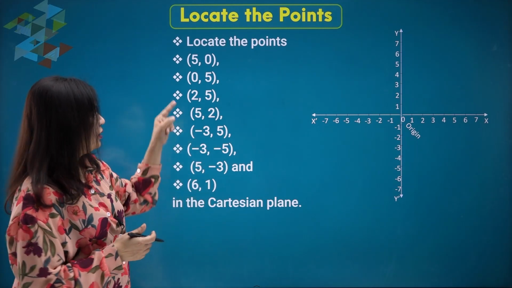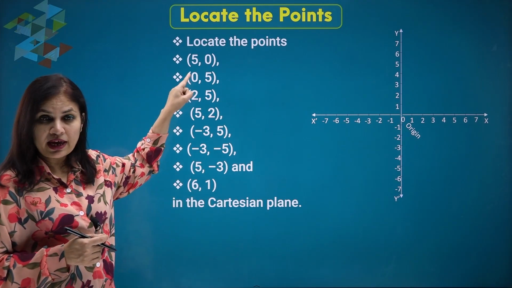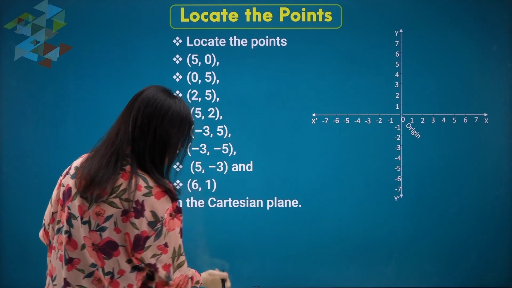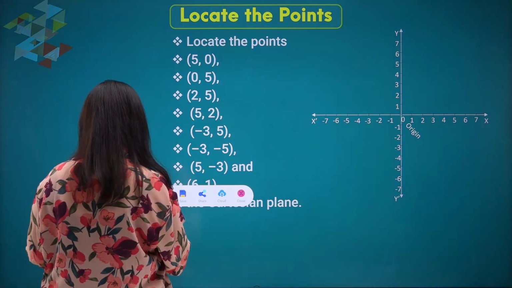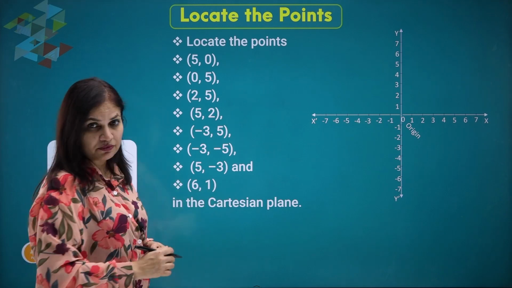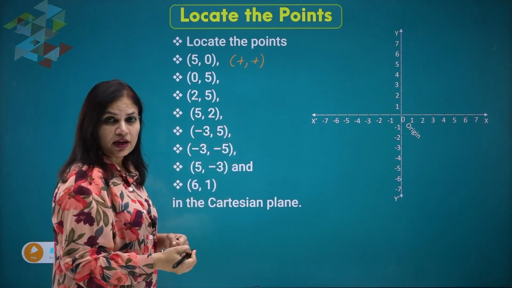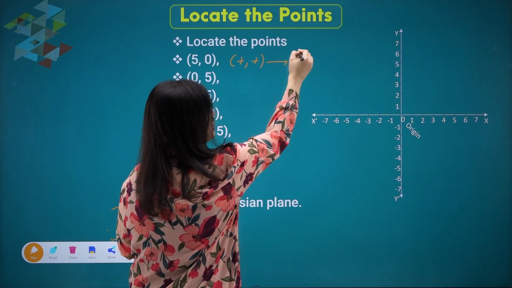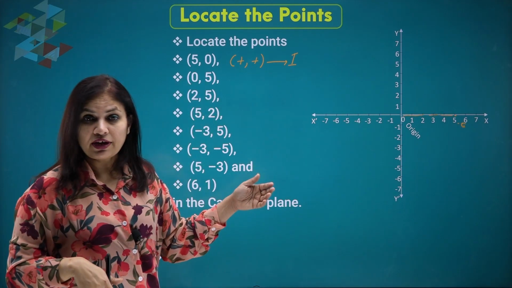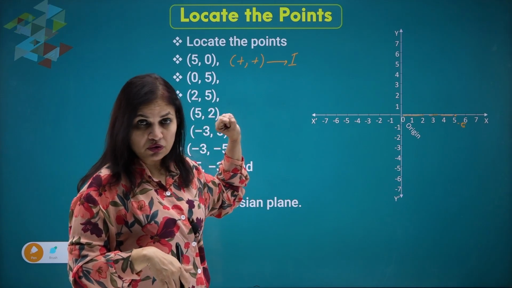Looking at the first point, 5, 0. 5 is my abscissa, 0 is my ordinate. So what do we see? Both the abscissa and the ordinate are positive. And clearly this point must lie in the first quadrant. Let us check our answer. Let us verify whether I have detected the correct quadrant or not.